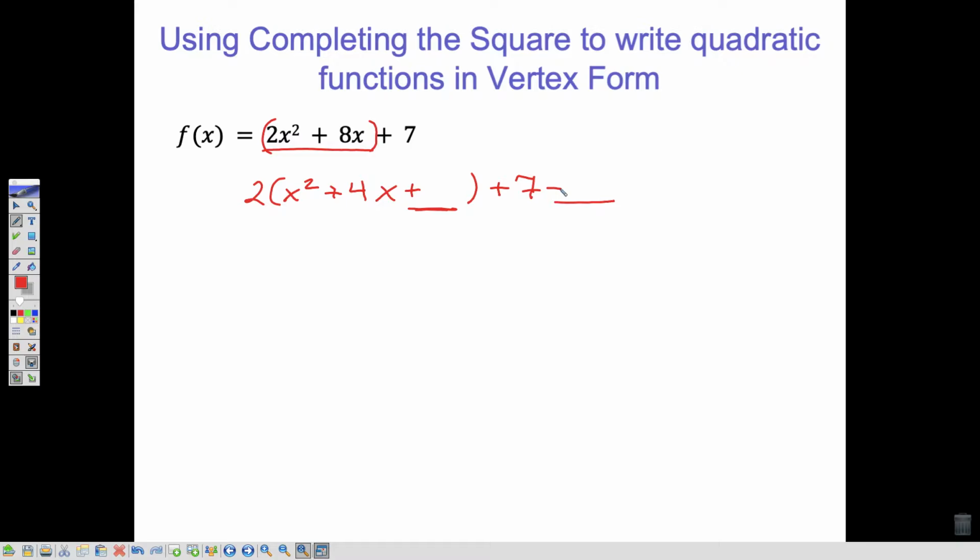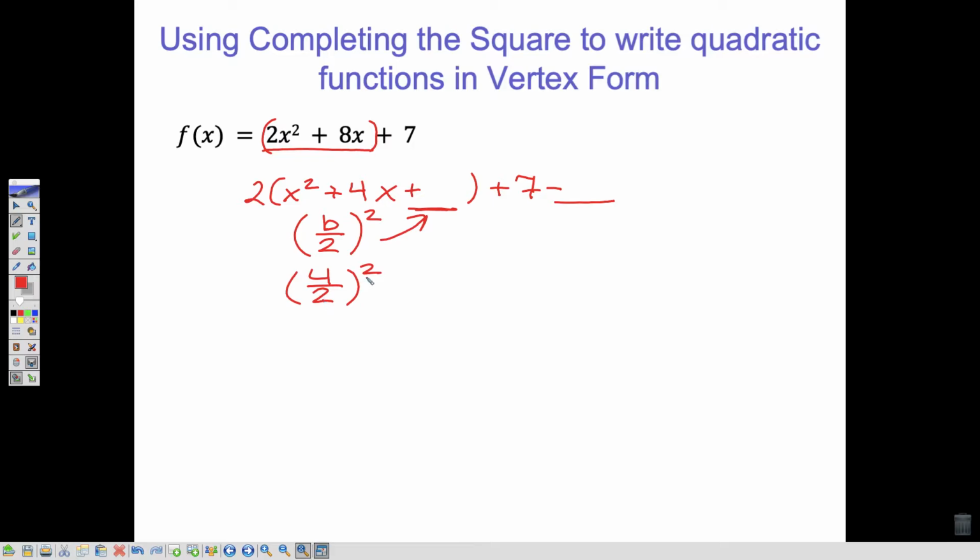So what goes here? So this is A, B, right? You take B divided by 2 squared. That goes right here. Now, if B is positive or negative, it's still going to come out to be positive. Why? Because I'm squaring it. Okay? So, what is B? 4. 4 divided by 2.